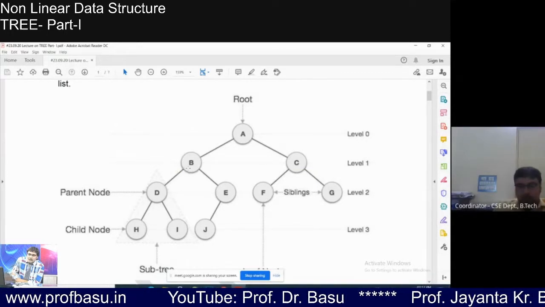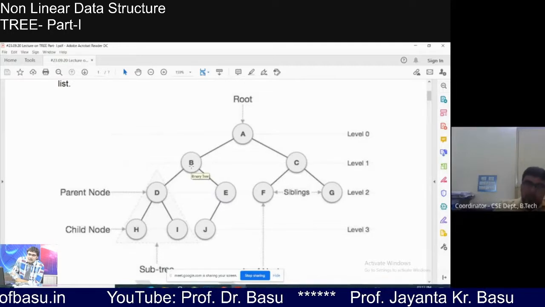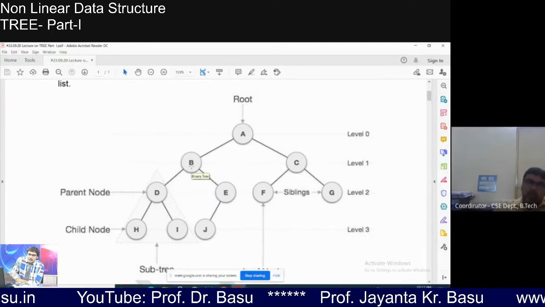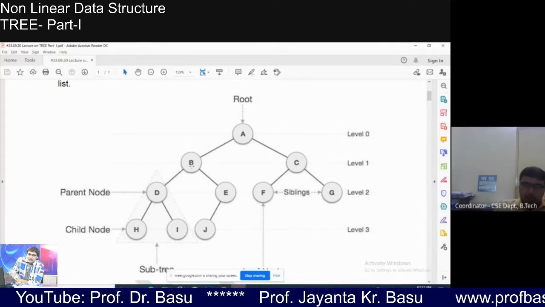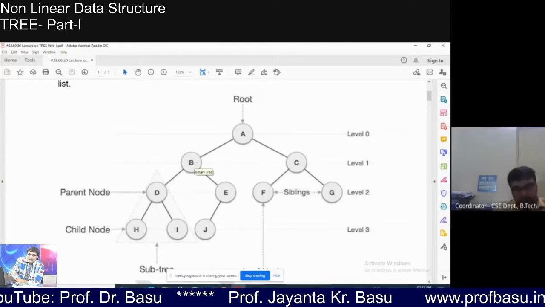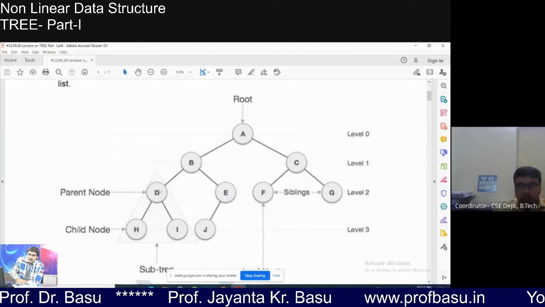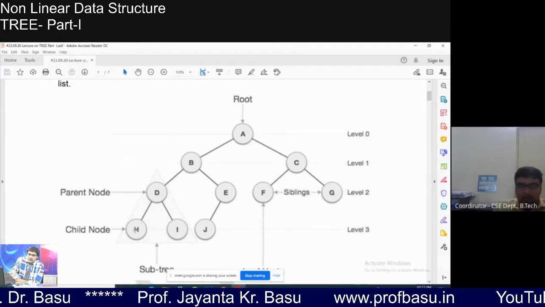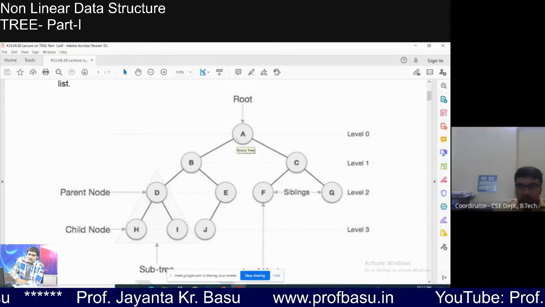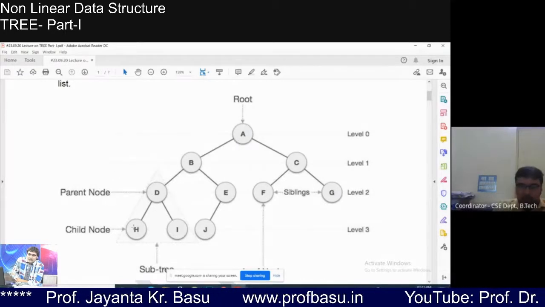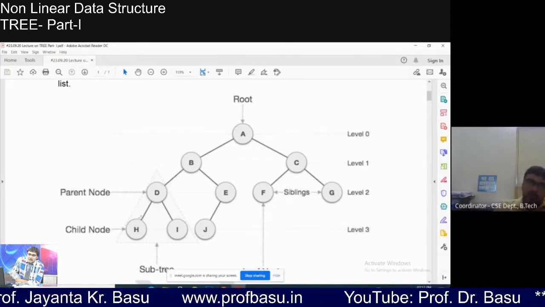So after reaching that record from the database, visiting means we are examining that record. We want to see the content of that node, right? That is called visiting. And traversing means if we want to move through nodes, let's say I want to reach H from the root node. So traversing means I have to move through B, D, H. So moving through the nodes in a particular path is called traversing.